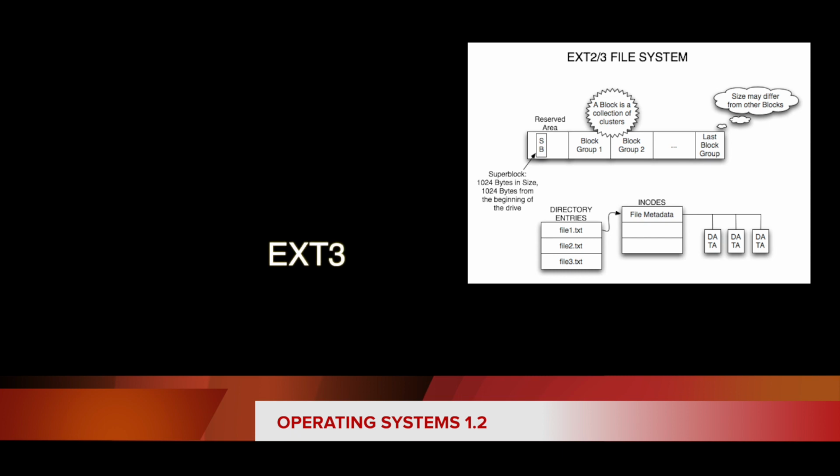ext3, or Third Extended File System, is a generalized file system that is commonly used by the Linux kernel. It used to be the default file system for many popular Linux distributions.